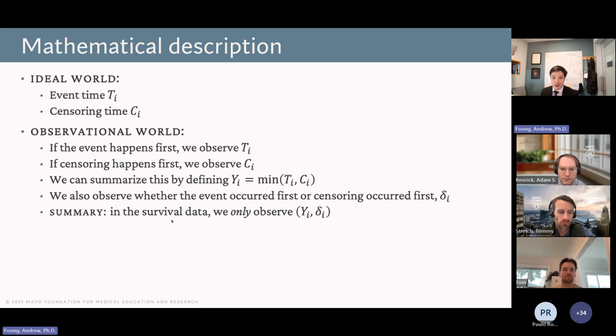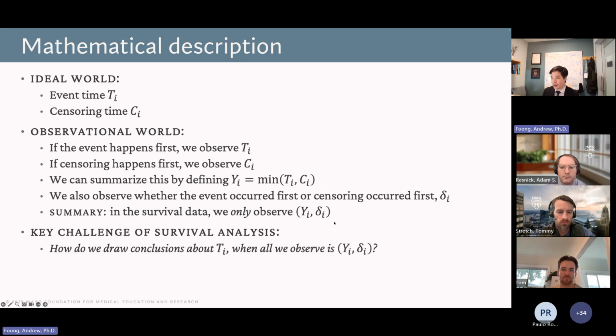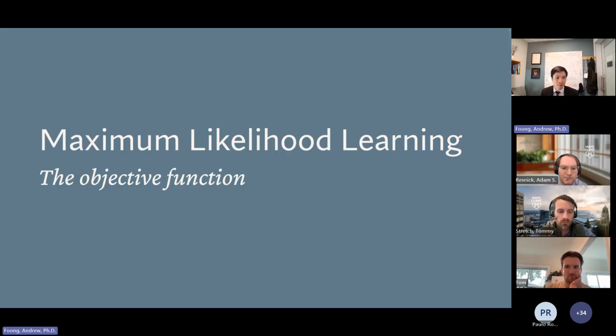So in summary, in survival observational data, we only observe yi and delta I. And you can think of the key challenge of survival analysis as being, how do we draw conclusions about TI, the event of interest? That's all we really care about. We don't care about censoring. We care about when the event is happening. How do we draw conclusions about TI, given that all we observe is yi and delta I? That's the main question survival analysis is trying to address.